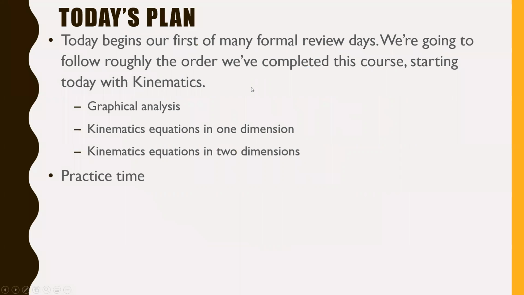So today begins our first of many formal review days. We're going to roughly follow the order we've completed this course, starting today with kinematics. The 3 main things that we're going to cover today are graphical analysis, where we're looking at things like distance time graphs and velocity time graphs. We'll also look at kinematics equations in 1 dimension, so just left and right or just up and down. And then we'll also look at kinematics equations in 2 dimensions. This is where you're launching a projectile, for instance. So in other words, it's not only moving in the X direction, it is also moving in the Y direction, up and down, right?